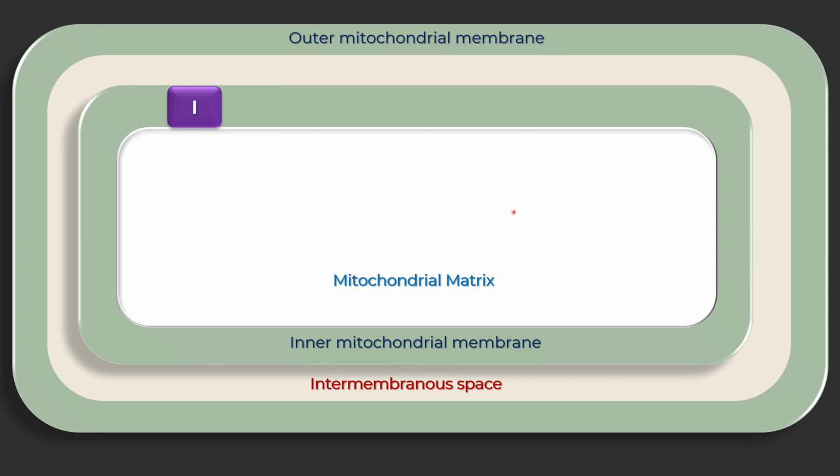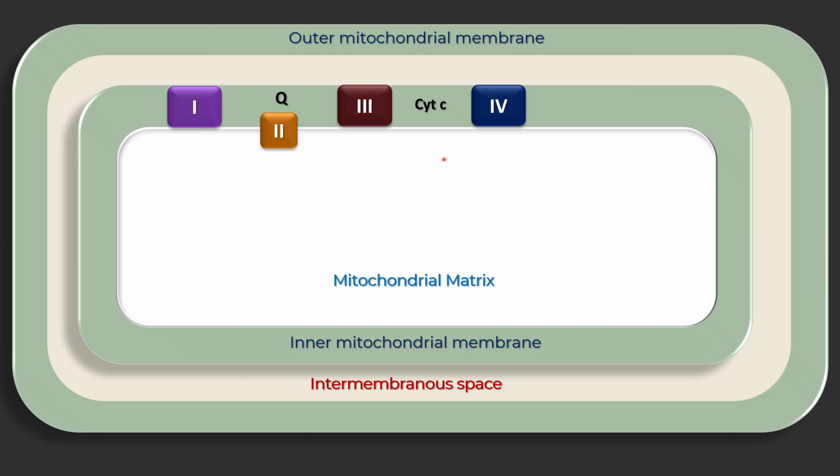There are different complexes which are located in the inner mitochondrial membrane. They are called complex 1, complex 2, complex 3 and complex 4. In addition to these fixed complexes in the inner mitochondrial membrane, we have mobile electron transport carriers, which are ubiquinone or coenzyme Q and cytochrome C.